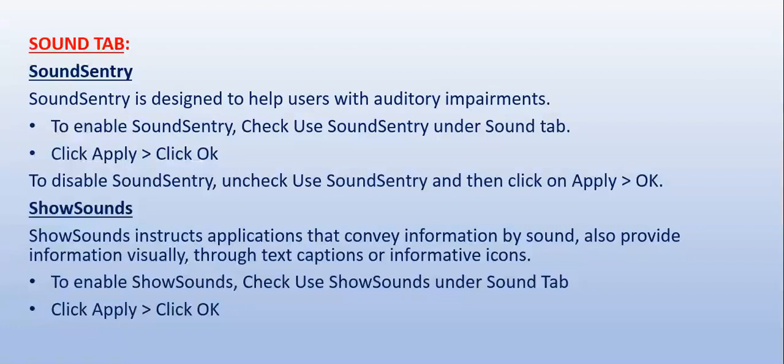The next option of Sound tab is Show Sounds. Show Sounds instructs applications that convey information by sound to also provide information visually through text, captions or informative icons. To enable show sounds, check use show sound under sound tab, then click apply and then click OK.